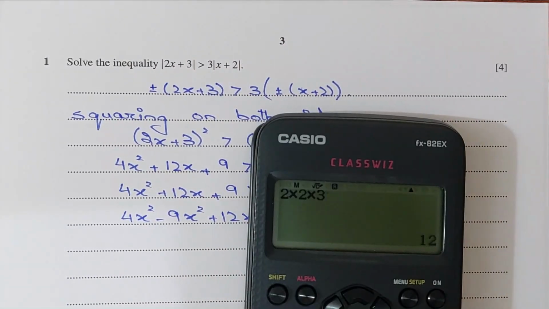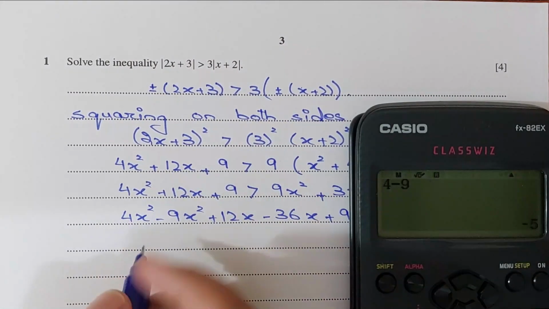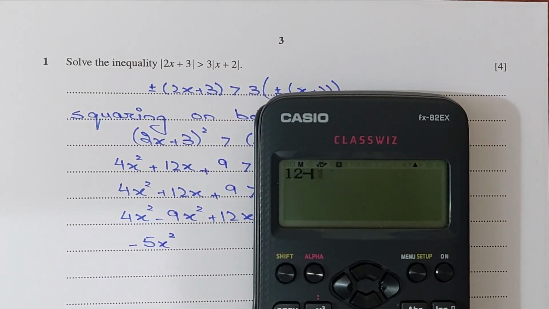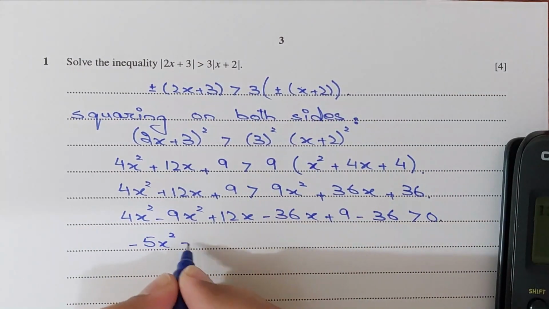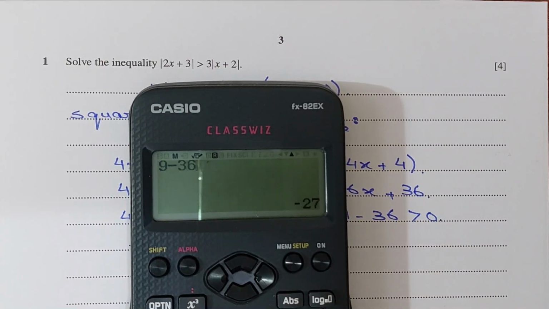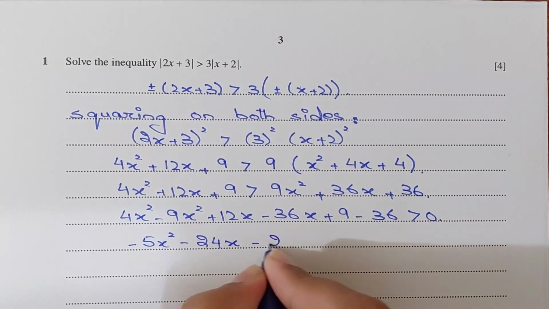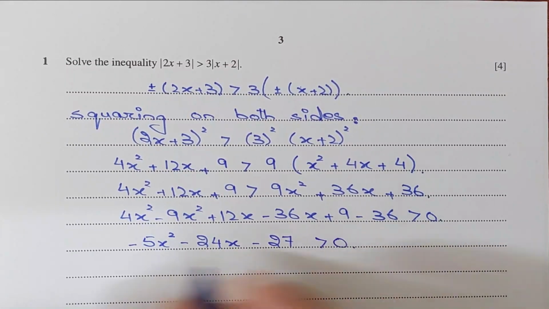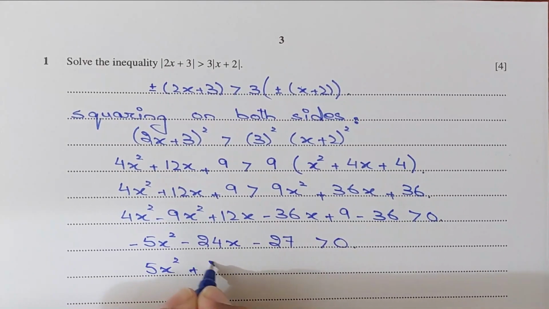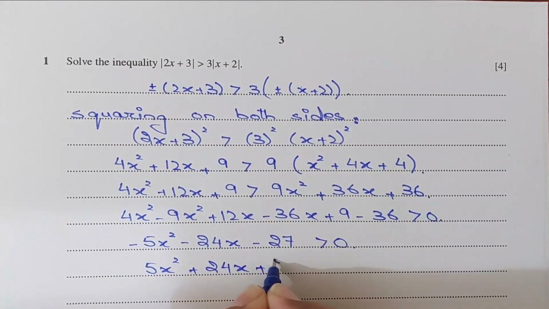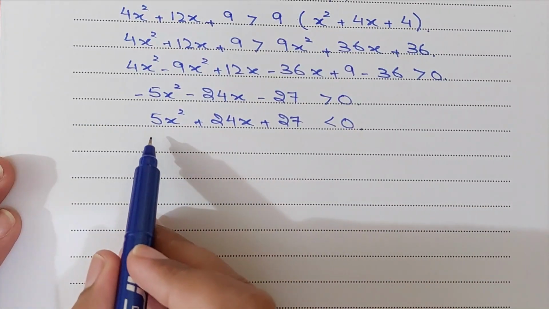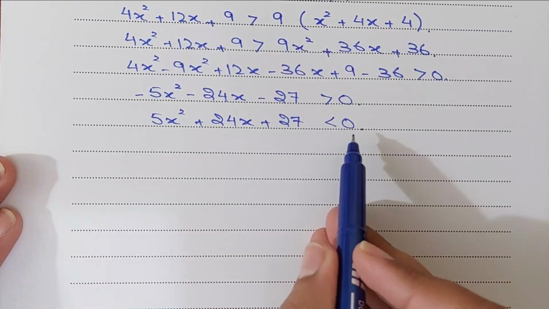Now 4 minus 9 is minus 5x², 12 minus 36 is minus 24x, and 9 minus 36 is minus 27, is greater than 0. Let me take the negative sign common. So we have 5x² + 24x + 27 less than 0, because multiplying with a negative sign, we have to reverse the inequality.